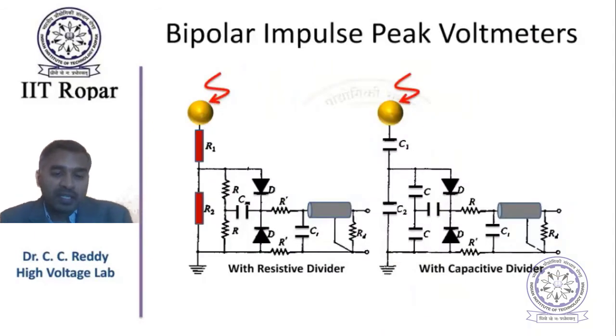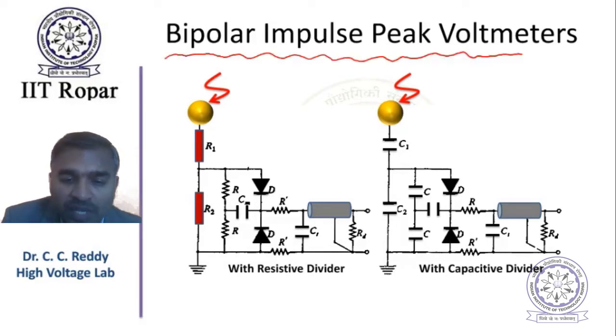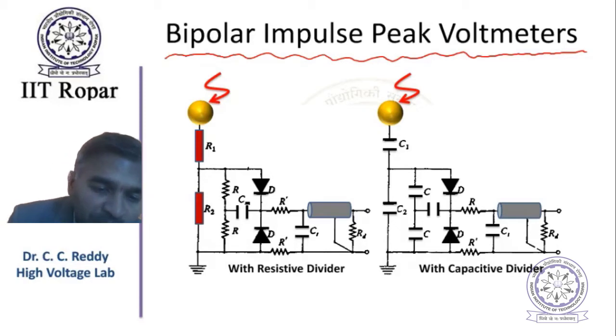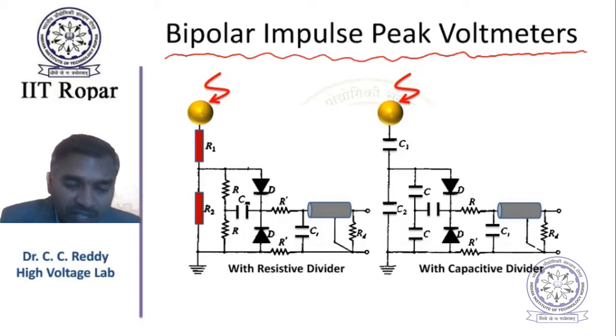And there are two more circuits here. Until now we have seen only impulse positive peak measurements. Even in the AC case, we have seen only positive peak voltage measurement, right? So a little modification can be done to measure the negative peak also. Here, instead of a single diode, you can see there are two diodes. This is diode 1 and this is diode 2.